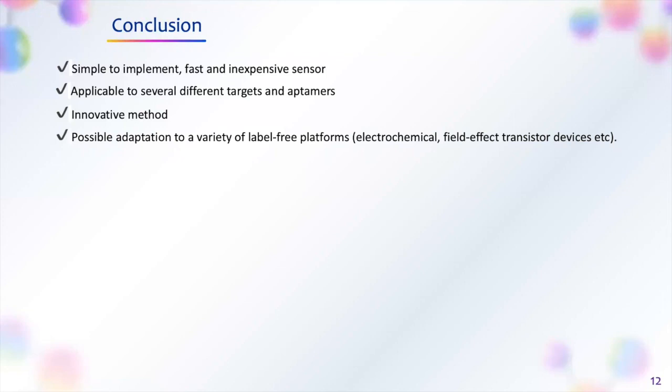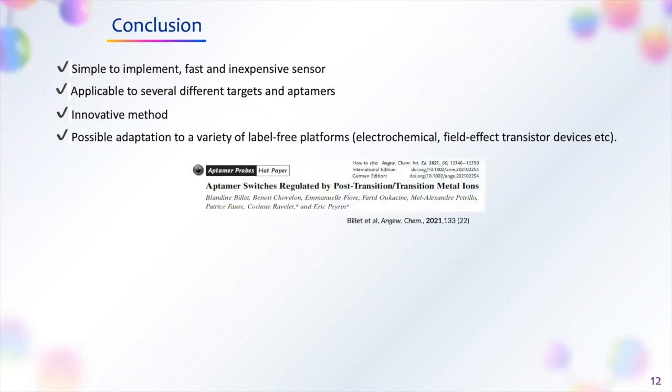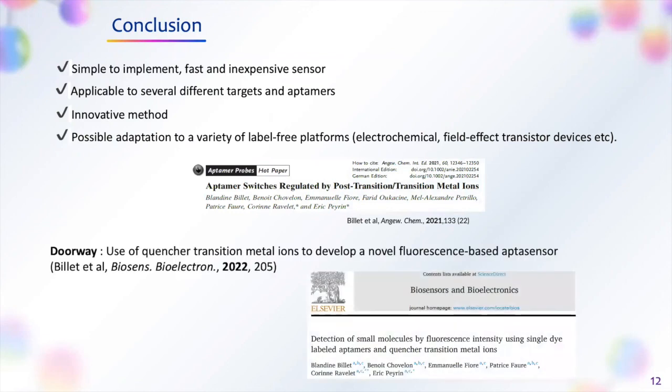And since it's a method based on electrostatic interactions, we think that it could be adapted to other label-free platforms that report changes in the surface charge density of DNA, such as electrochemical or field-effect transistor devices. So we published these results last year. And to note, this work has led to another work where we used some quencher transition metal ions to develop a novel fluorescence-based aptasensor, and we published the results in February.